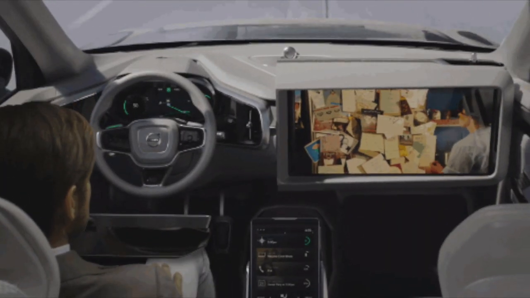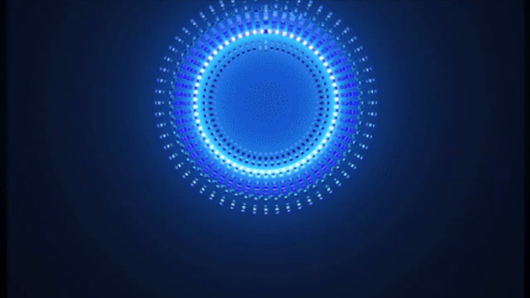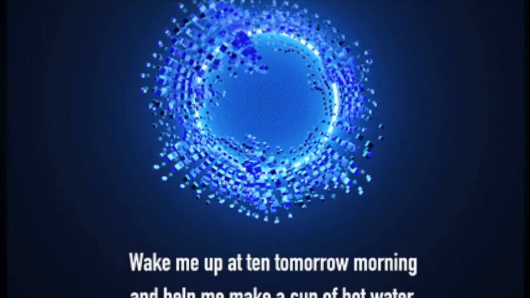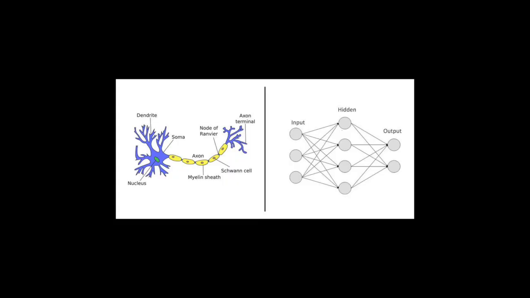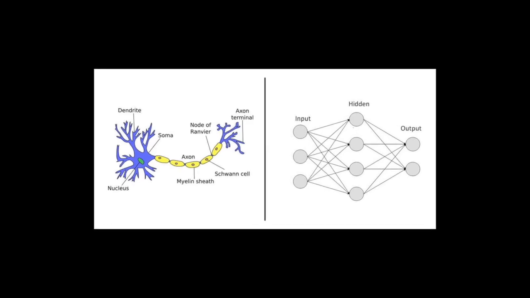What do self-driving cars, facial recognition technologies, and speech recognition have in common? They all use something called the neural network. An artificial neural network is the functional unit of artificial intelligence. As the name suggests, the neural network works very similarly to the human brain.